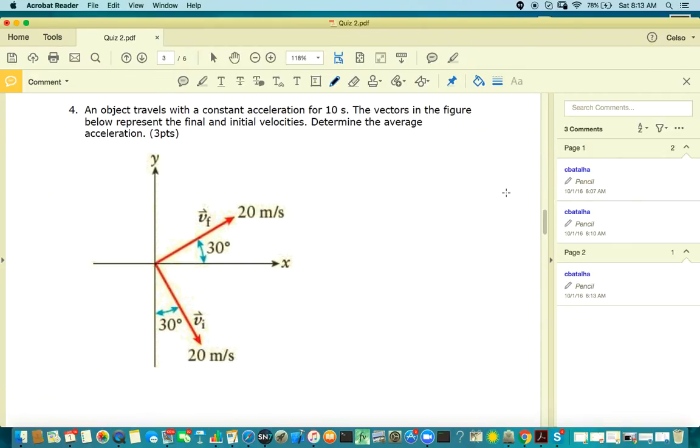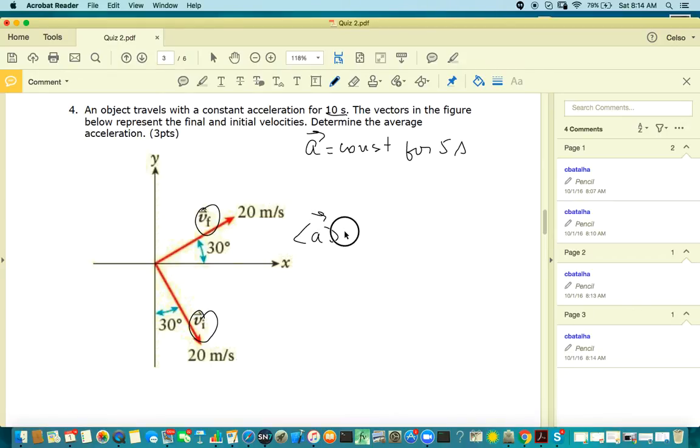An object travels with a constant acceleration for 10 seconds. So acceleration constant for 10 seconds, so it's a constant number. The vectors in the figure below represent the final and initial velocities. Determine the average acceleration. The definition of average acceleration is always final velocity minus initial velocity over the time. That's the only thing you do.